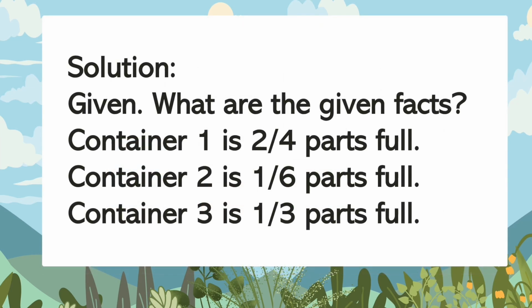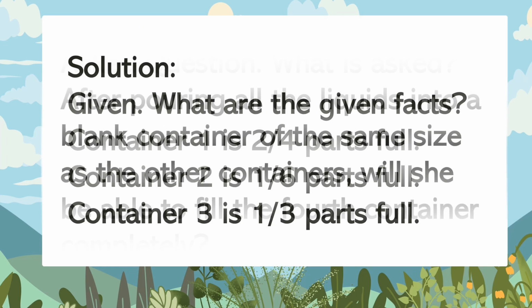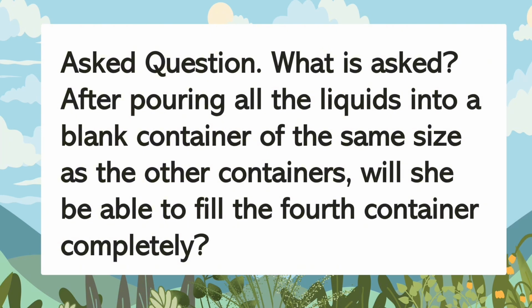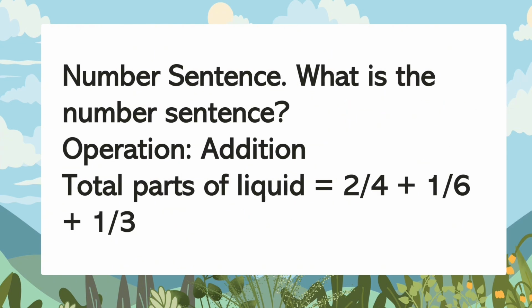Here is our solution. The given facts here is container number 1 is 2/4 parts full. For container number 2 is 1/6 parts full, and for the container number 3 is 1/3 parts full. And for the asked question, after pouring all the liquids into a blank container of the same size as the other containers, will she be able to fill the 4th container completely? The number sentence here is our operation is addition, and the total parts of liquid is 2/4 plus 1/6 plus 1/3.